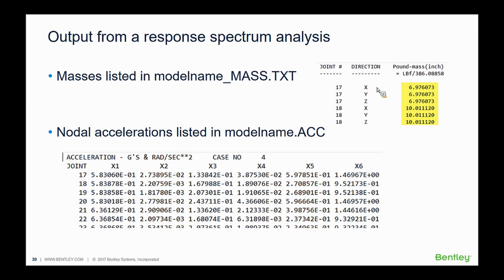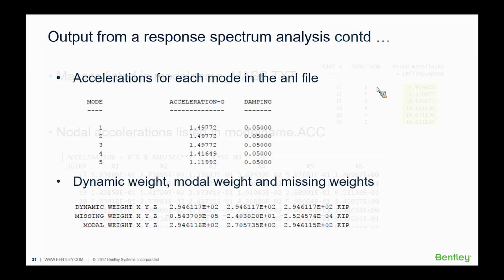The x1, x2, x3 represent the translational accelerations at the nodes, and x4, x5, x6 correspond to the rotational accelerations of the joint at the various joints in radian per second square. You can get the accelerations for each mode reported in the analysis output file.